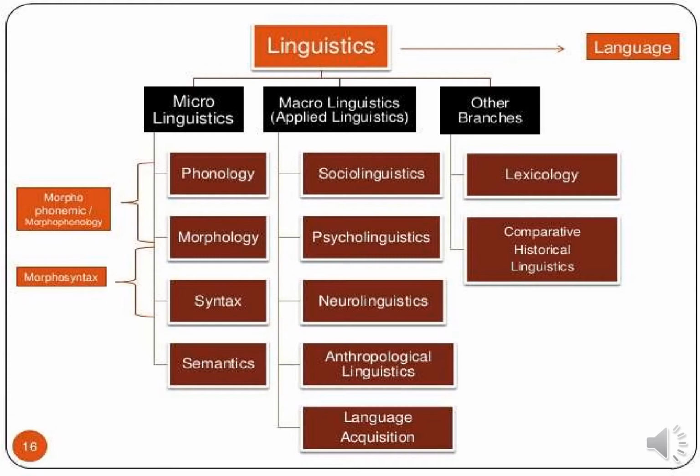And sociolinguistics is part of macro linguistics and applied linguistics. The major types of macro linguistics that we have are sociolinguistics, psycholinguistics, neurolinguistics, and anthropological linguistics, as well as language acquisition, just like first language acquisition and second language acquisition. In micro linguistics, we learn about phonology, morphology, syntax, and semantics. And we have other branches as well, just like lexicology, comparative linguistics, and historical linguistics.